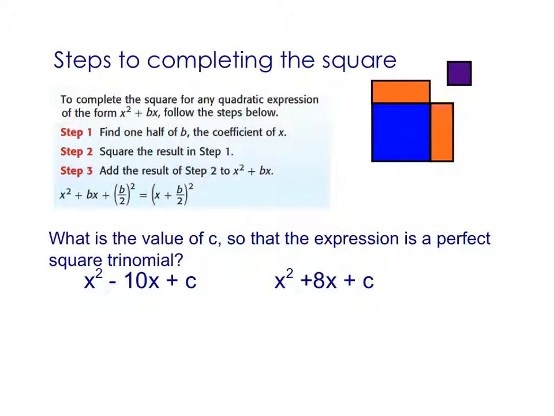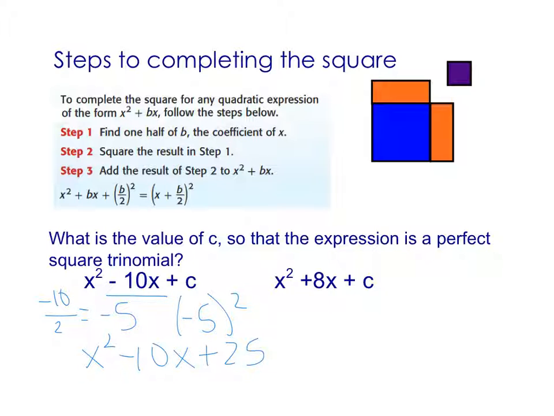To figure out c quickly here, if we follow the steps from right above, we find 1/2 of b and then square it. So half of b is -5. In this case, half of -10, so -10 divided by 2 is -5. So what's half of b? Here it's -5, and then we want to square that, and that will allow us to find c, and -5 squared is 25, so x squared minus 10x plus 25 is a perfect square trinomial.